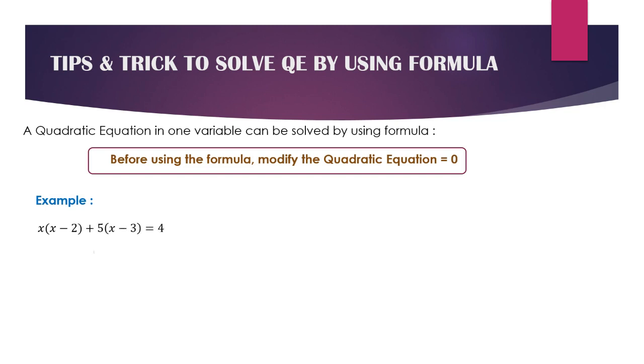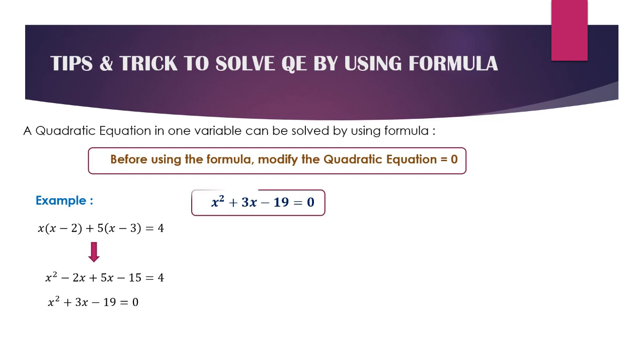For example, x times (x minus 2) plus 5 times (x minus 3) equals 4. You can see the equation is not 0 yet, right? So you have to expand: x squared minus 2x plus 5x minus 15 equals 4, and x squared plus 3x minus 19 equals 0. Now we got x squared plus 3x minus 19 equals 0, equal to 0. So A is 1, B is 3, and C is minus 19.